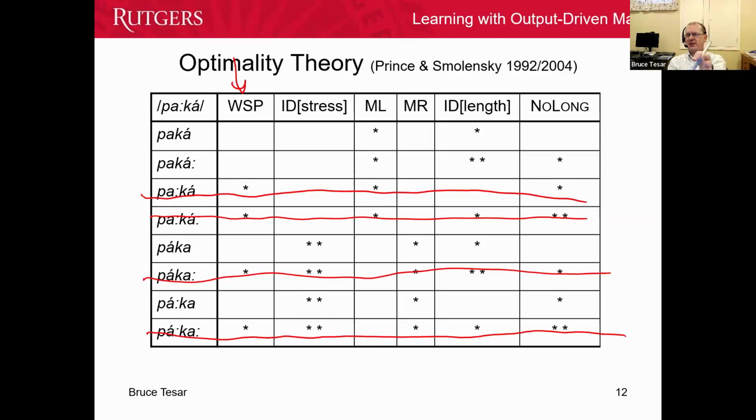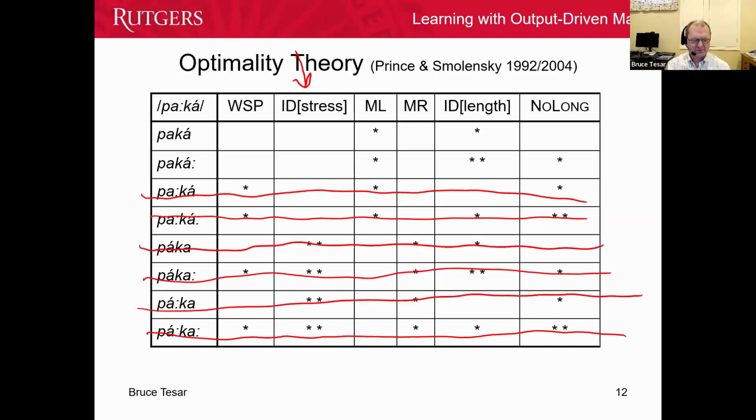So we go down to the next constraint in the ranking. Now we're looking at ident stress, and we see of the 4 remaining candidates, there are 2 that have 0 violations and 2 that have 2 violations. So the 2 with 0 violations are still in the race, and the other 2 are eliminated. So we're down to 2 candidates. Now we move down to the third constraint. Each of our 2 remaining candidates has 1 violation, so that doesn't distinguish them. They both have the same minimal level of violation of the candidates that remain, so that doesn't determine anything.